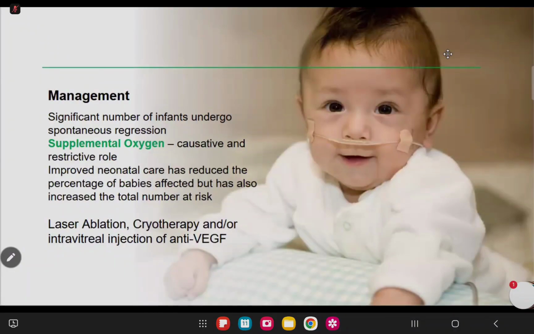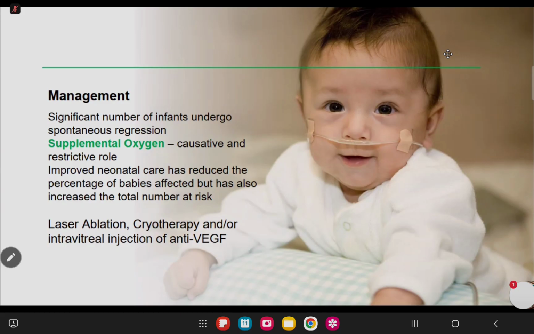Now for management, a significant number of infants undergo spontaneous regression. Supplemental oxygen could be the causative and restrictive factor. As I've said earlier, this can cause derangement of your vascular endothelial growth factors. Improved neonatal care has reduced the percentage of babies affected, but has also increased the total number at risk, since part of the neonatal care for premature babies is supplemental oxygenation. So it poses a risk also for retinopathy of prematurity.